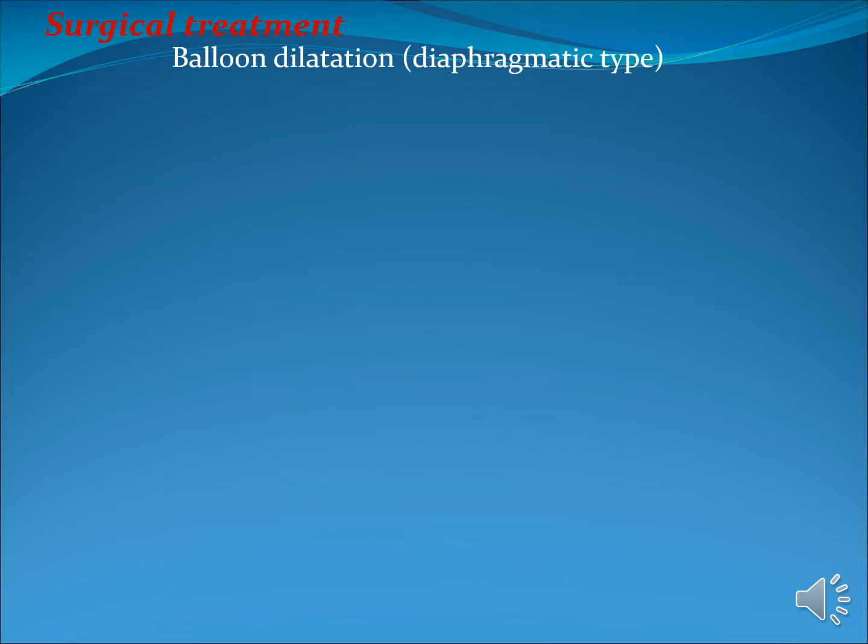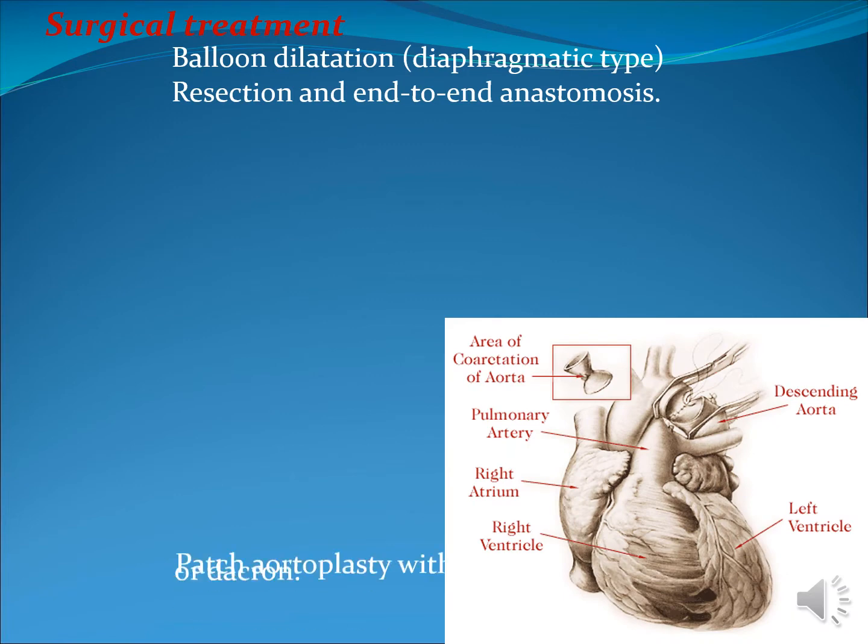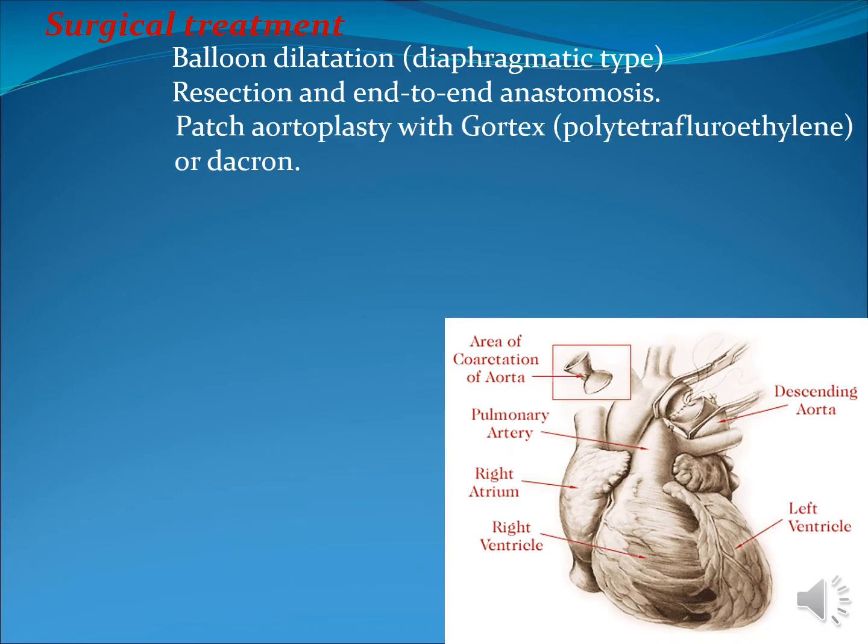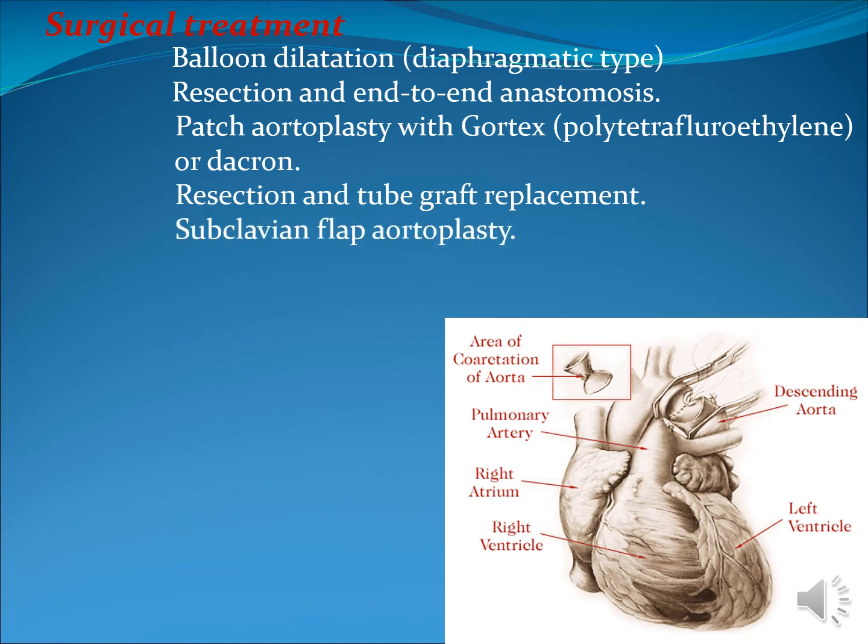Surgical treatment. Balloon dilatation, diaphragmatic type. Resection and end-to-end anastomosis, excellent in infants and children. Patch aortoplasty with Vortex or Dacron. Resection and tube graft replacement: if the aorta is not mobilized and I can't approximate both ends, I have to use a graft. Subclavian flap aortoplasty.